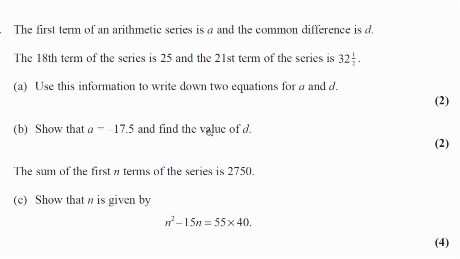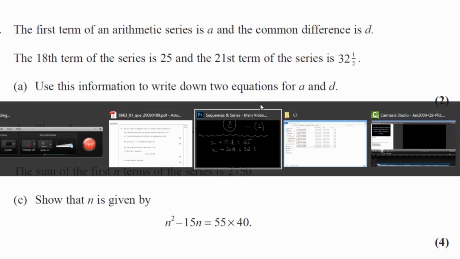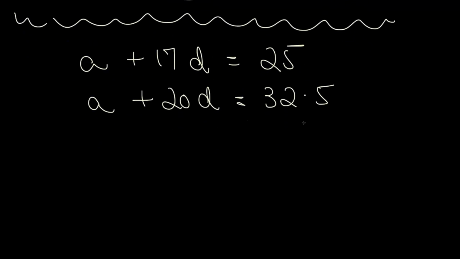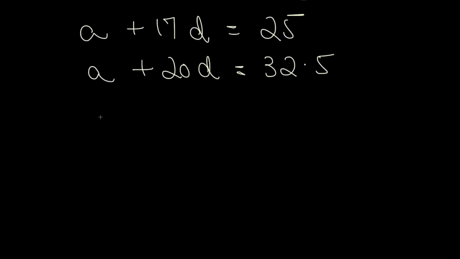How do we go about doing that? As you know from 9 part A, we found two equations for A and D, and those equations are here. A plus 17D equals 25, and A plus 20D equals 32.5. How do we go about finding the value of A and D, showing the value of A is minus 17.5, and finding the value of D in the process? Very, very simple. All you need to do, because it carries 2 marks, is show some sort of solving mechanism. Here, simultaneous equations, or simply subtracting the first equation from the second, is probably going to get the job done way easier.